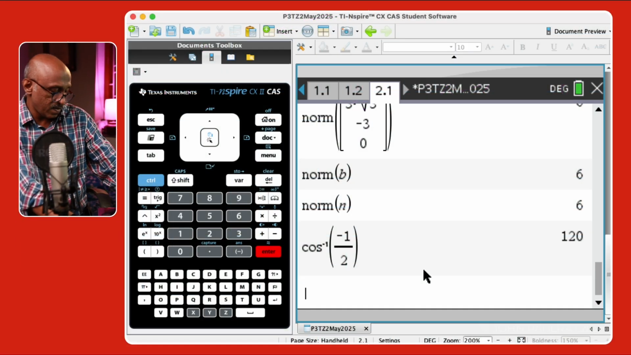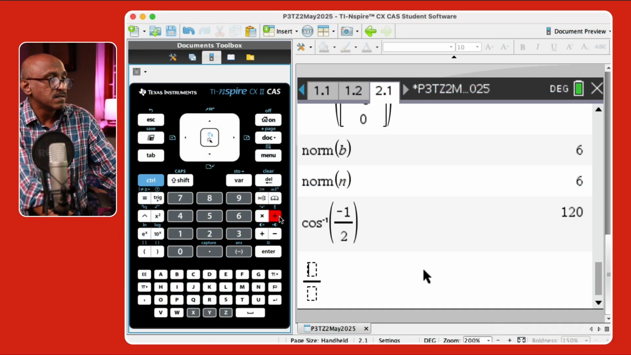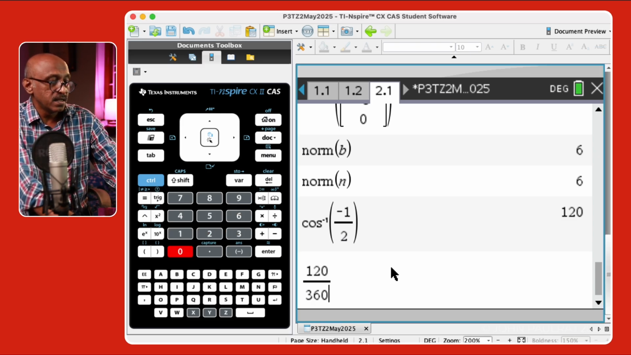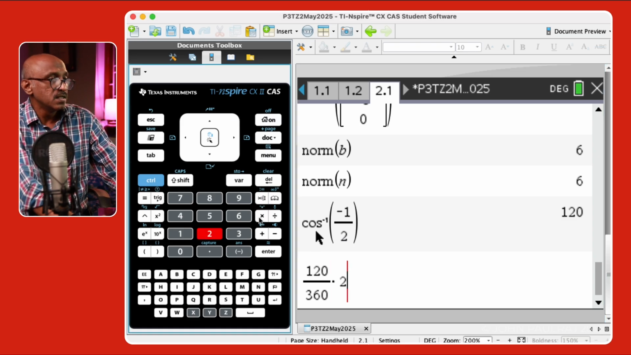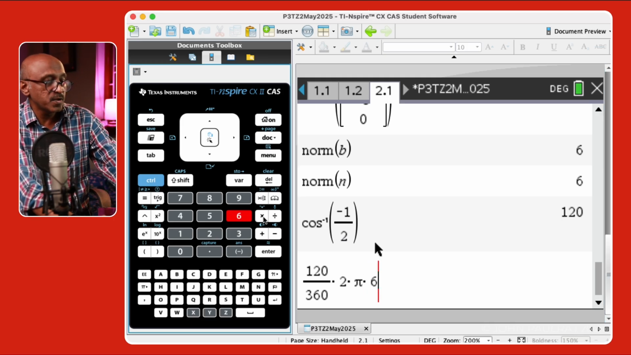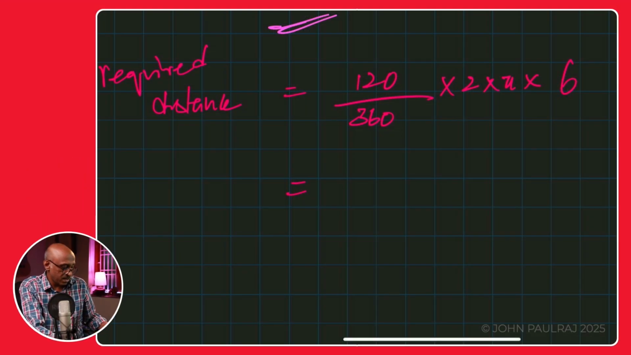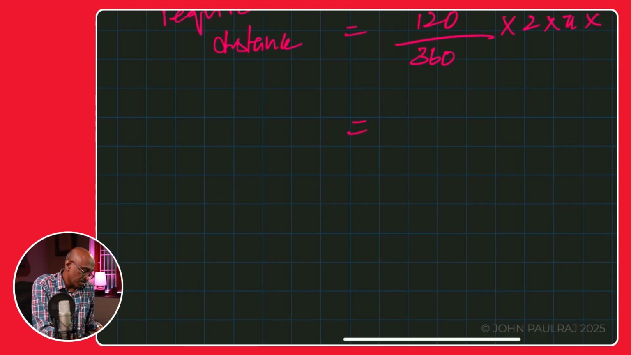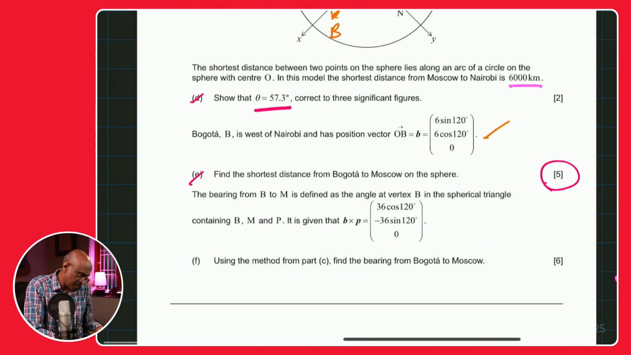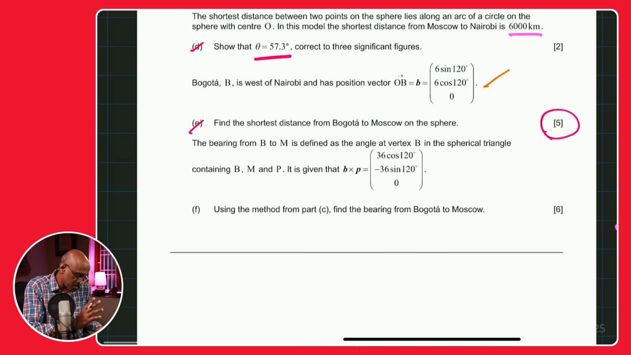Coming back to the calculator, we can write it as 120 over 360 times 2 times pi times r, which is 6. We get 4 pi, which is actually 4,000 pi kilometers. So let's come back here, and this is going to be 4,000 pi kilometers. Don't forget the units. Good. Which part have we completed? We completed the E part. One more part. It might get a little long, but don't worry, we'll complete this.